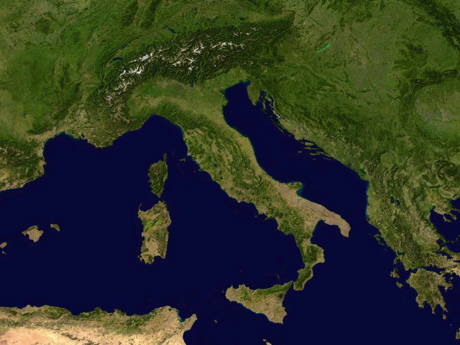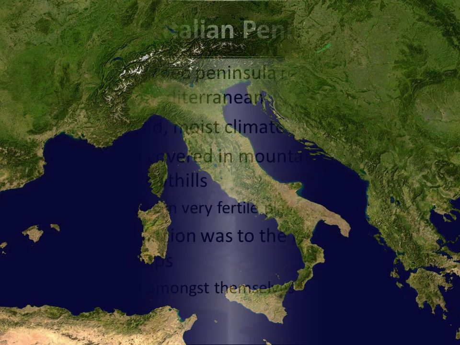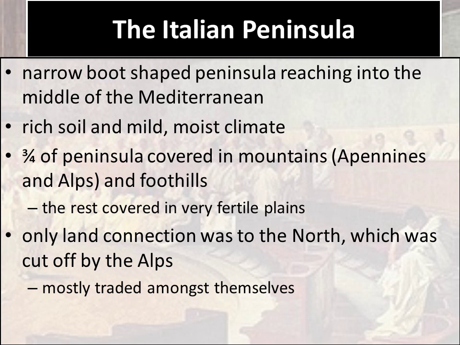And if you look on the map, you can see some dark green areas. And these dark green areas represent places of higher elevation, specifically mountains. There are two important mountain ranges in Italy. The Italian Peninsula is in southern Europe. It's a narrow boot-shaped peninsula that reaches into the middle of the Mediterranean Sea.